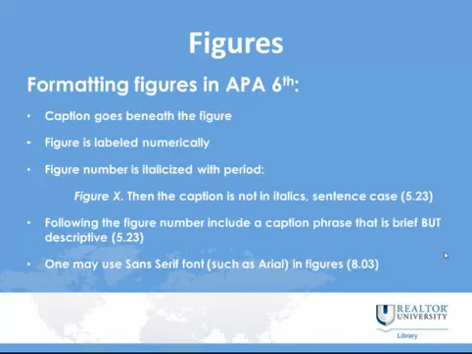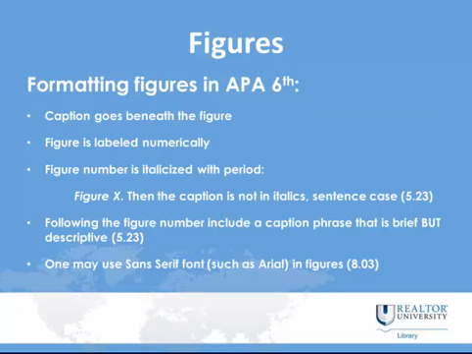A couple notes about formatting figures in APA 6th edition. The caption goes beneath the figure. The figure is labeled numerically. The figure number is italicized with a period. And then the caption is not in italics, sentence case. If you need to know more about this, you can see APA 6th edition 5.23. Following the figure and a number, include a caption phrase that is brief but descriptive. For figures, one may use sans serif font. An example would be Arial font.